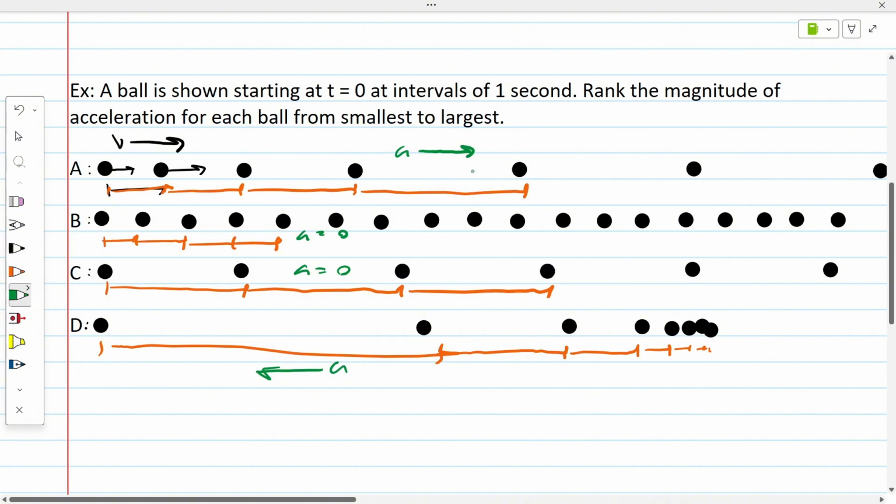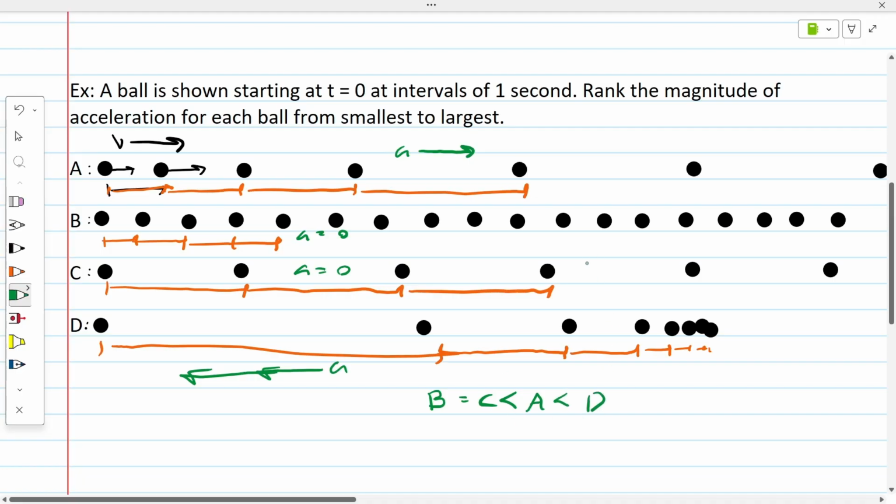So we want to rank these from smallest to largest. We know B and C both have accelerations of 0, and we're looking for the magnitude, so we don't really care about the direction. So B will be equal to C. But how do we know the difference between D and A? Well, we see that A slowly gets larger, but in D it starts really large and very quickly gets really small. That tells us D has a larger acceleration, and this acceleration arrow will be larger than A. So A will be smaller than D.